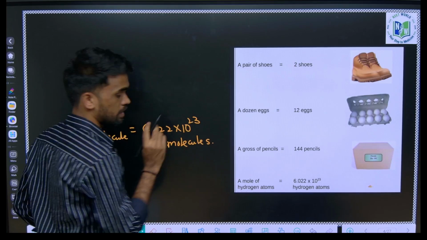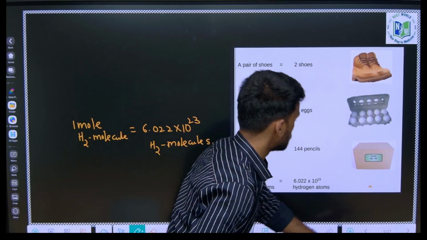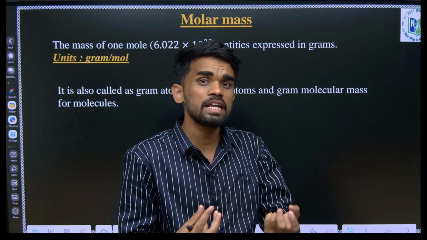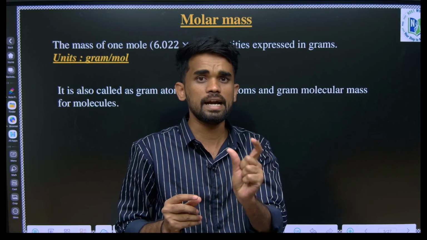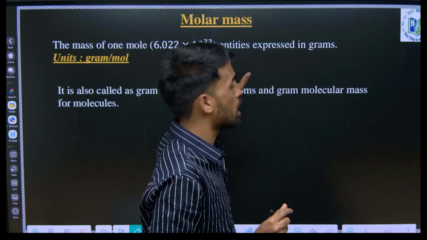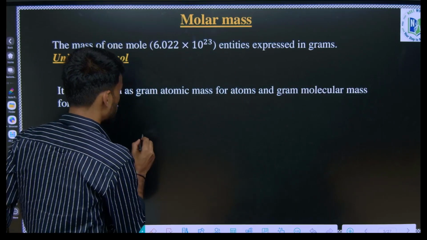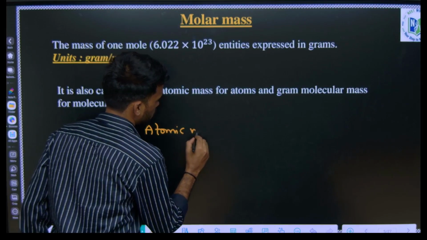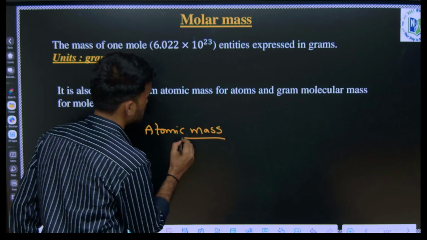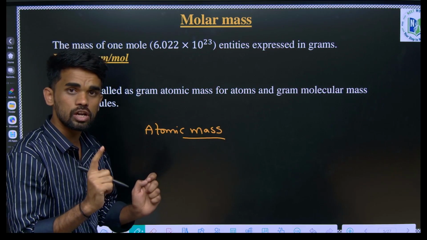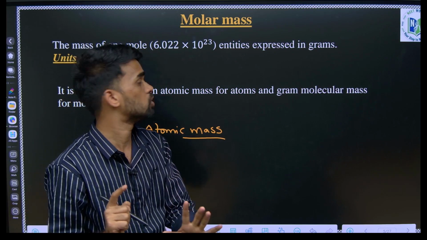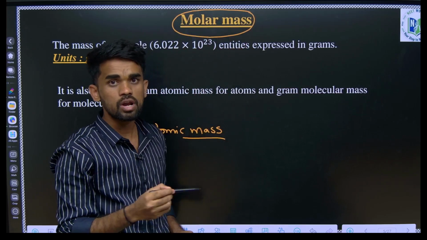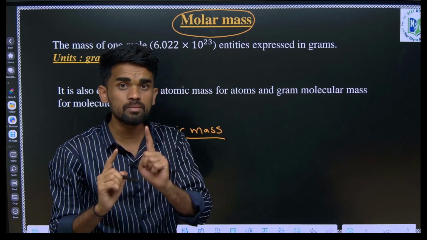I hope it is clear. Okay, let us move further. Here, in order to express the weight of those particular particles or atoms, we have molar mass. If I say atomic mass, this is the mass of one atom. If I say molecular mass, that is the mass of one molecule. So here we are using another term called molar mass. Molar mass means the mass of 1 mole of particles.